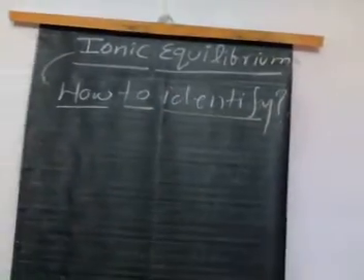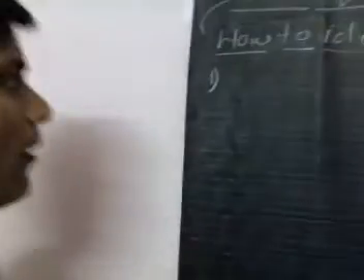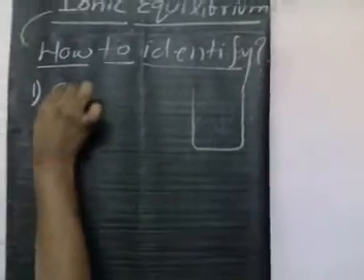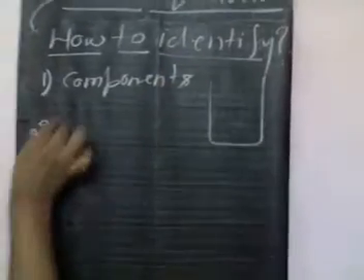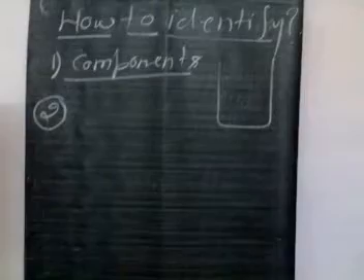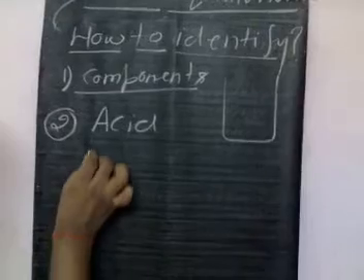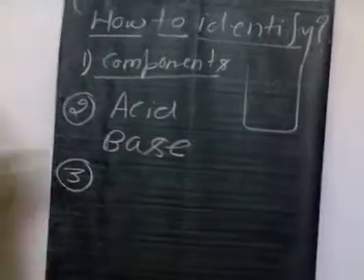Now we'll learn how to identify whether a given solution is a buffer or not. To identify this, we must know these four points. Number one, in a solution, identify how many components are present. Second point, out of these components, how many can act as an acid and how many can act as a base.